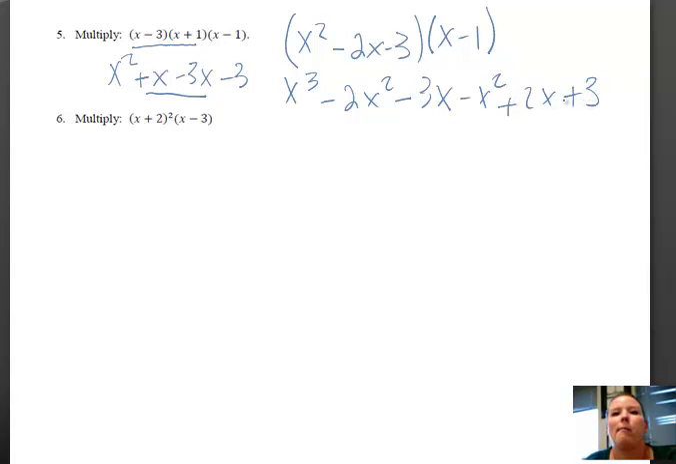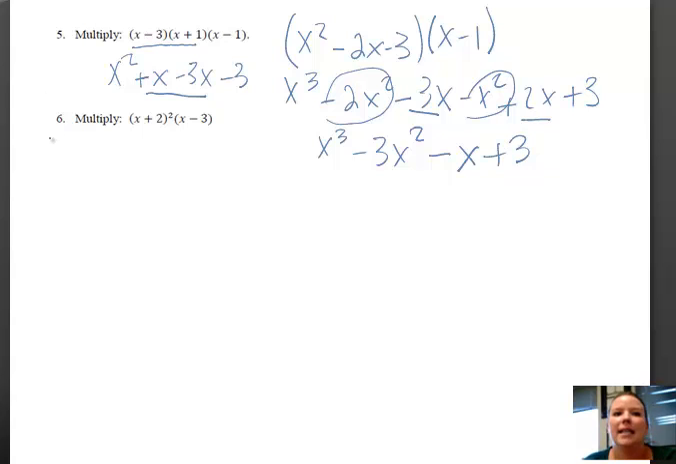Okay, then you combine like terms. So x squared with x squared, so I get x cubed minus 3x squared. X's with x's, negative 3 plus 2 is negative x, and then plus 3. That's all you have to do for those. Alright, number 6, same thing, but first you have to write out the thing that's being squared.